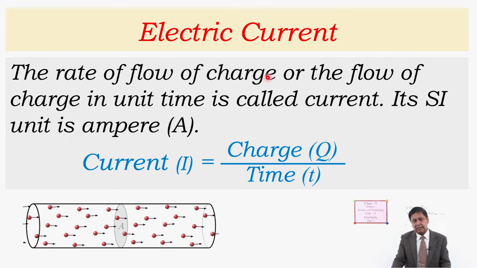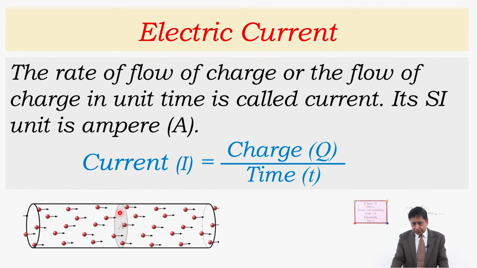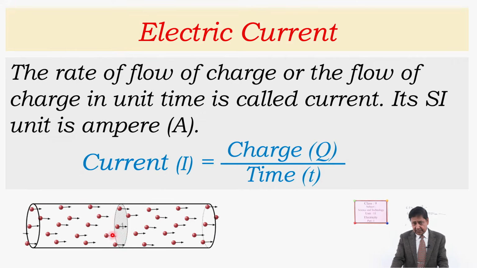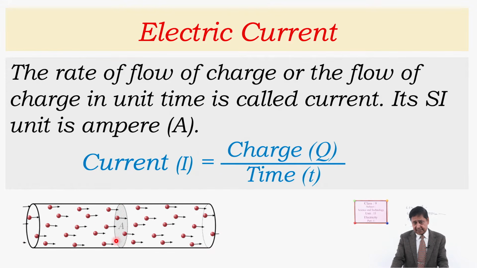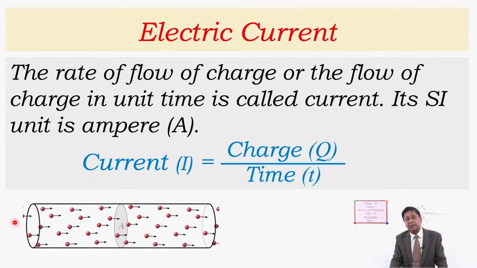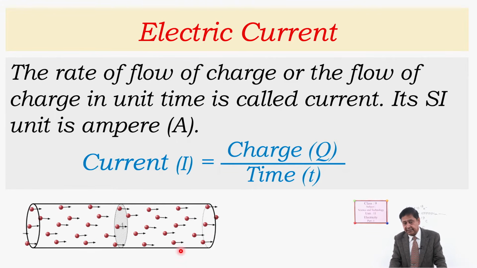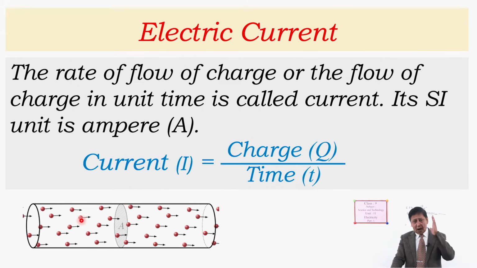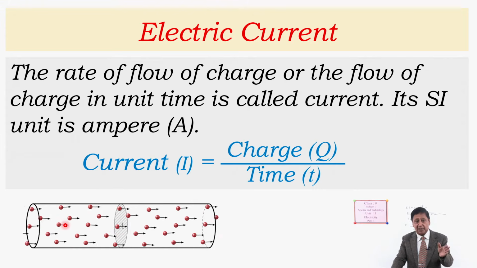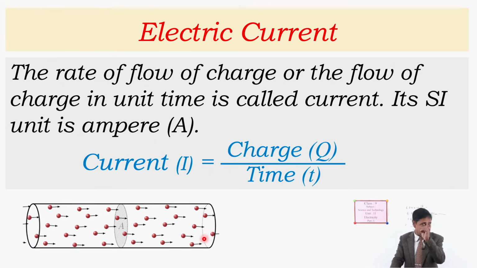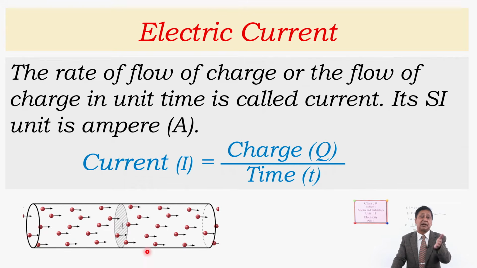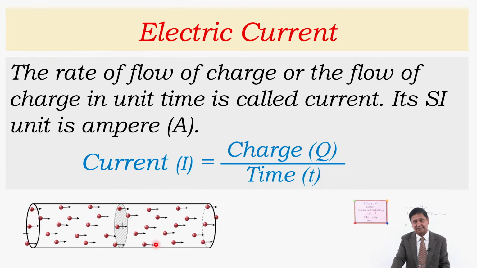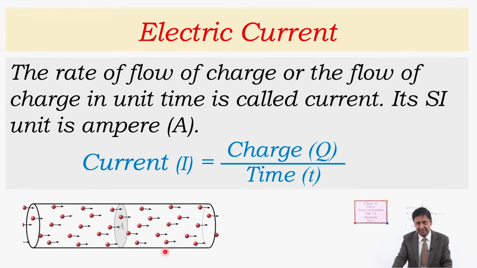We can understand this way also. Look at this. This is a conductor. Let's say this is the thickness of the conductor, represented by cross section area A. Now electrons are crossing this cross section, and electrons have negative charge. How much negative charge crosses this cross section in 1 second time? That represents the current flowing through this conductor. This way we can understand.